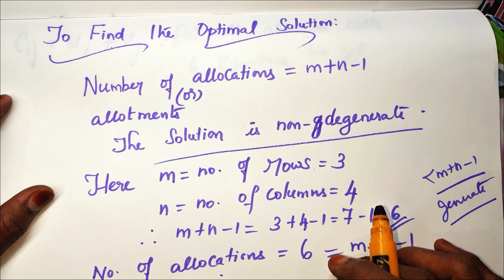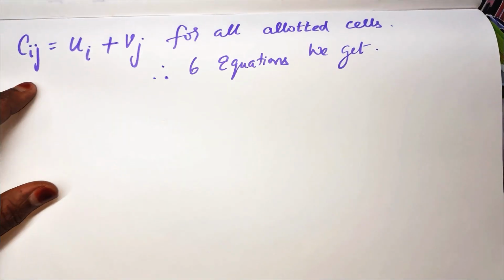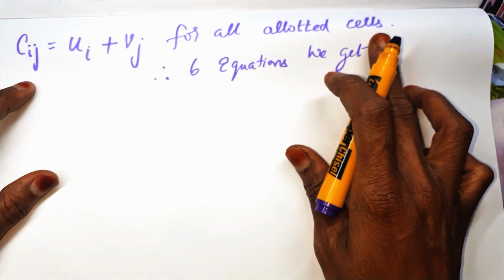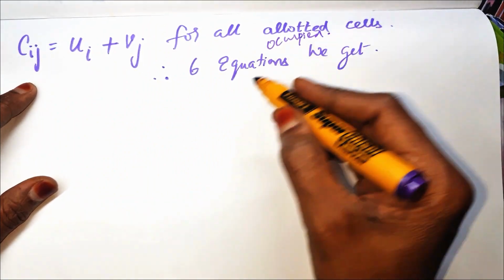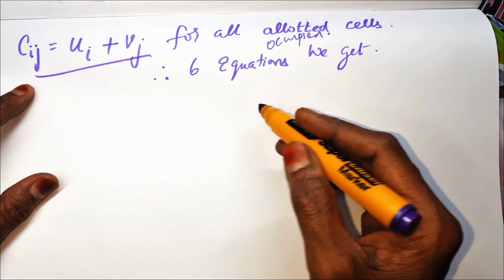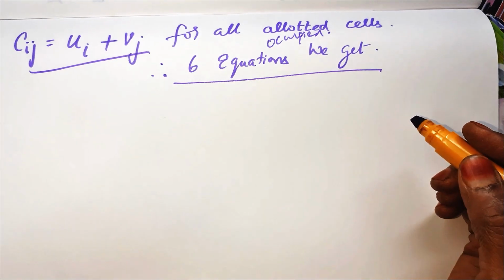So after confirmation of this, we are moving to the next step. Next, we are going to write equations of the format Cij is equal to ui plus vj for all allotted cells, that is, occupied cells. So totally we have to get 6 equations.